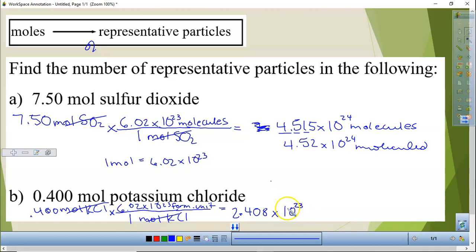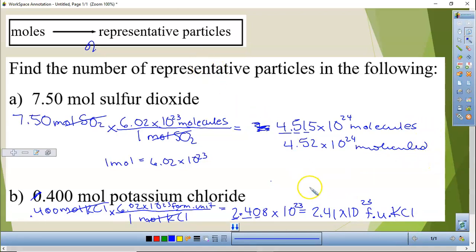How many sig figs can I have in my final answer? Well, over here, beginning zeros are never significant, so that doesn't count. Ending zeros are significant if there's a dot, so all these ending zeros here are significant. So there's 1, 2, 3 sig figs in this answer. So I can only have 3 sig figs. What does the 8 do to the 0? It rounds it up. 2.41 times 10 to the 23rd, and it's formula units. We're going to use F, formula units of KCl. Good? Okay. Alrighty.